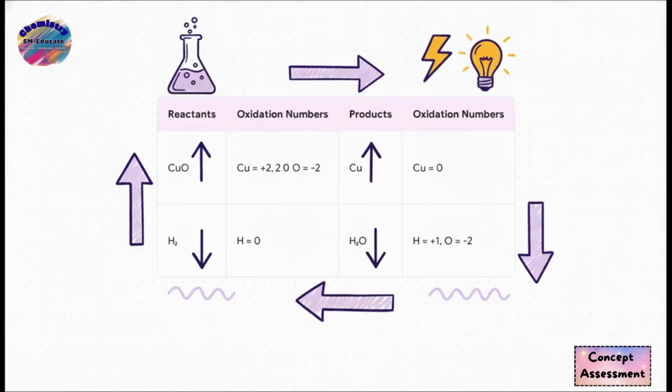And this table just lays it all out nice and clean. You can clearly see the before and after for every element. But notice something? Look at oxygen. Its number stays at -2 on both sides. It's kind of just a bystander in this chemical drama.